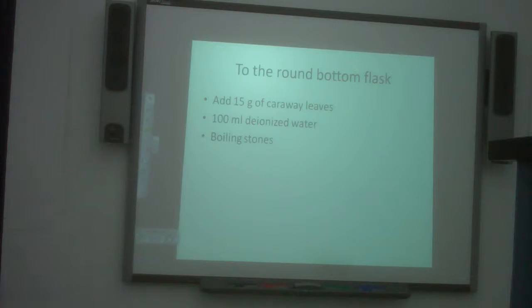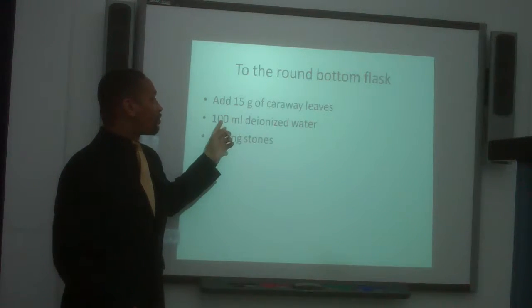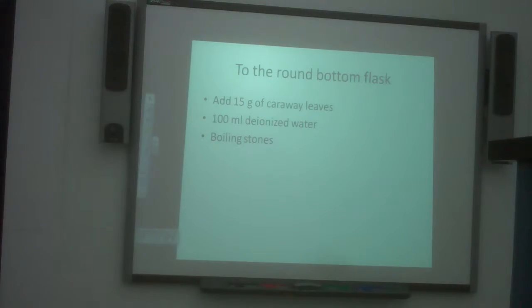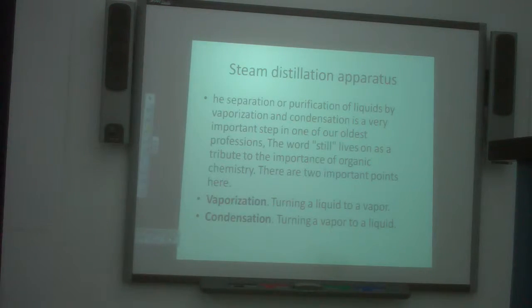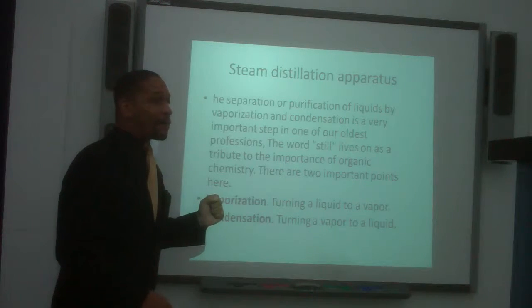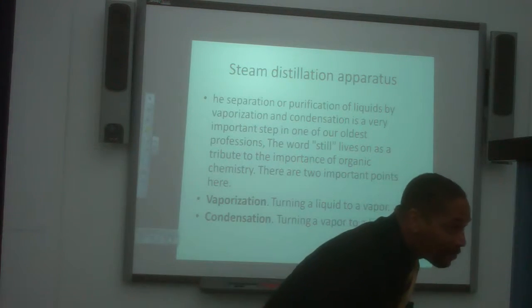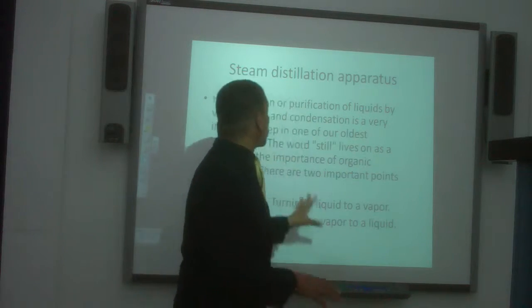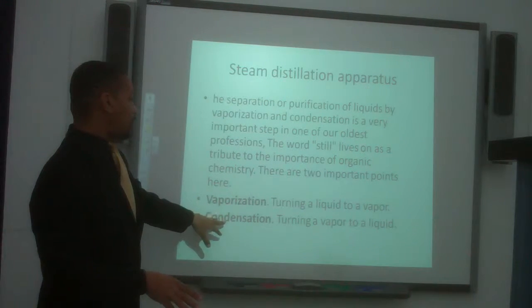Okay, so to a round bottom flask, you're going to add 15 grams of caraway seeds, 100 milliliters of deionized water, and boiling stones. You're going to use a steam distillation apparatus. We had a pre-lab, and we talked about steam, fractional, these different things. So we're going to do a steam distillation today. Okay.